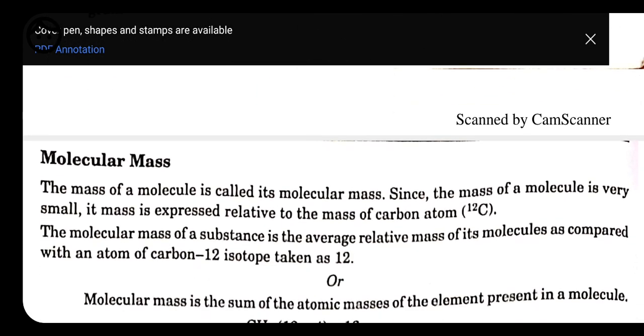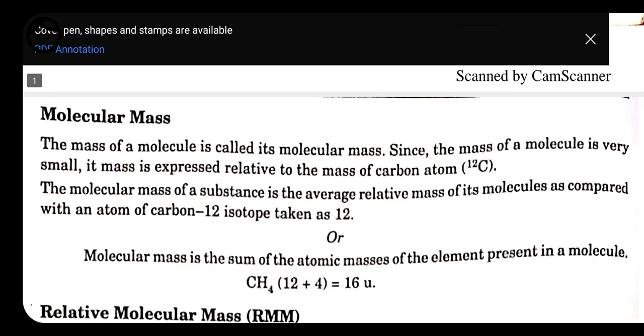Now molecular mass. Here we are calculating the mass of molecules. A molecule may be the combination of two atoms of the same element, like H2. It is also taken as a molecule. We can also take H2O as a molecule, a molecule of water. So a molecule means more than one atom combined, and whenever we calculate the mass of this, it is called molecular mass. So the mass of a molecule is called the molecular mass.